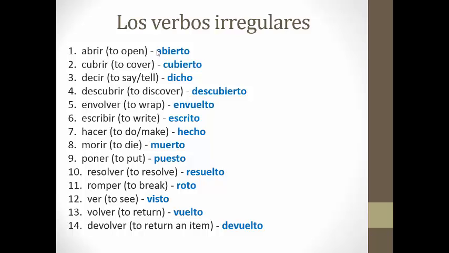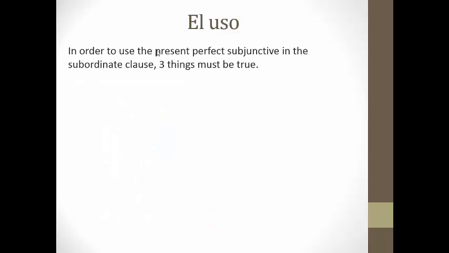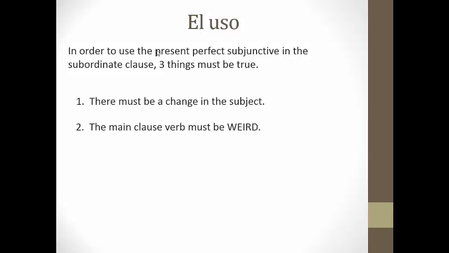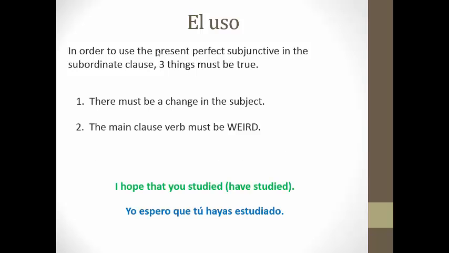So let's talk about how we would use the present perfect subjunctive. 3 things are going to have to be true. Number 1, there's going to have to be a change in subject. Number 2, your main clause or your first verb in the sentence must be weird. These 2 things are probably sounding very familiar to you, because that's what had to be true in order to use just regular present subjunctive. And the third thing is that the subordinate clause verb has to be in the past.